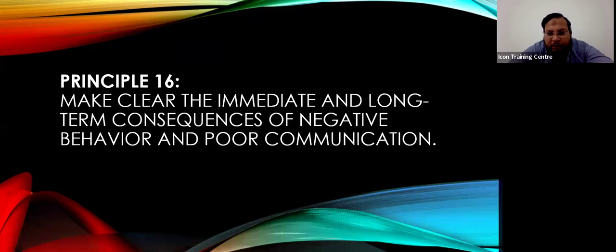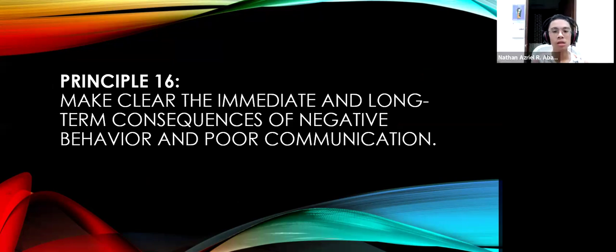Make clear the immediate and long-term consequences of negative behavior and poor communication. So this is a bit of the opposite.